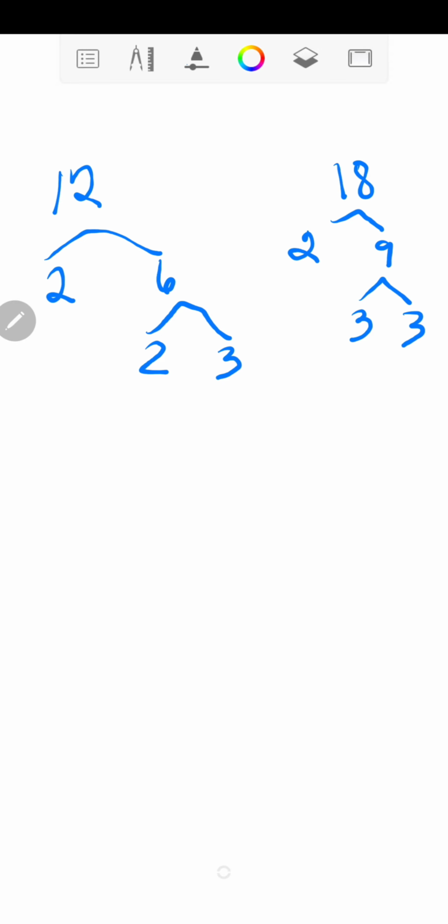If you see repeating numbers here, like in 12, there are two 2s and a 3. It means that for 2, we can write it in exponential form, like this: 2 to the second power and 3. And for 18, we have 2 to the first power, or you can just remove the 1 and it's still the same. And we have two 3s here, which can be written as 3 to the second power.